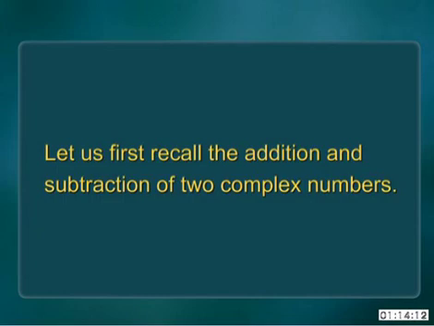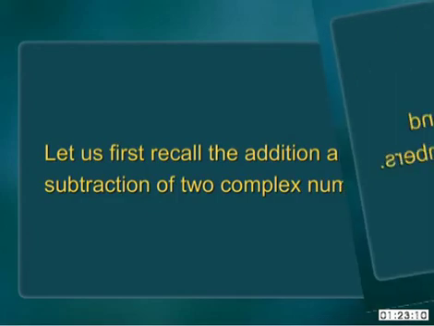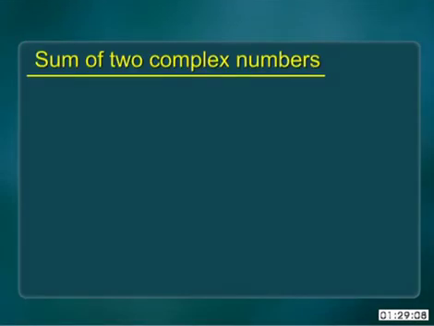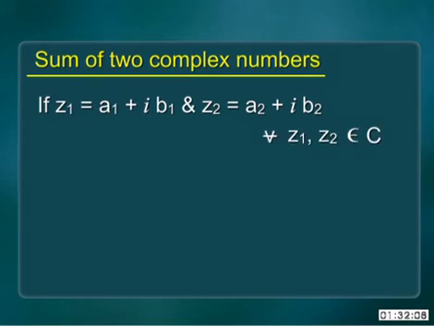Let us first recall the addition and subtraction of two complex numbers. The sum of two complex numbers. If Z1 is a complex number whose real part is A1 and imaginary part is B1. Also, Z2 is a complex number with real part A2 and imaginary part B2, where Z1, Z2 belong to the set of complex numbers.